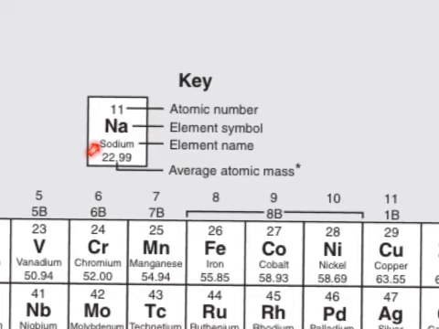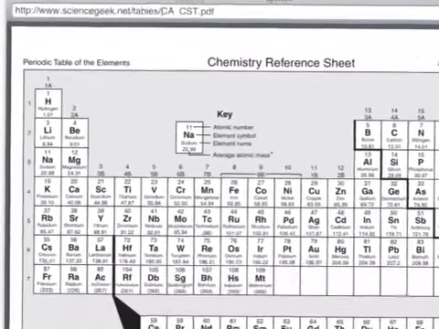Now the one thing that's a little bit different for us is they give an average atomic mass, which is not uncommon, but we are going to round this. So if you see 22.99 for an average atomic mass, you would round that up to 23. We only want whole numbers. If you see something 0.4 or less, you're going to round it down, and if you see something 0.5 or higher, you're going to round it up.